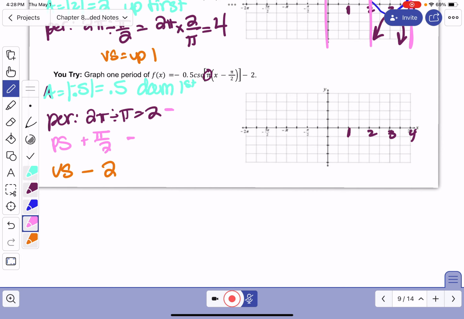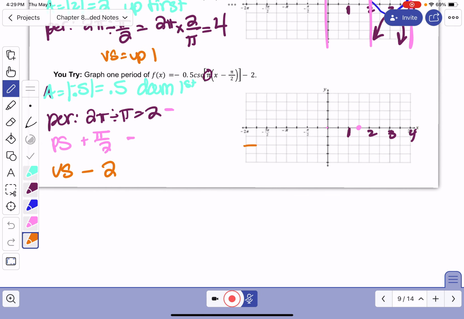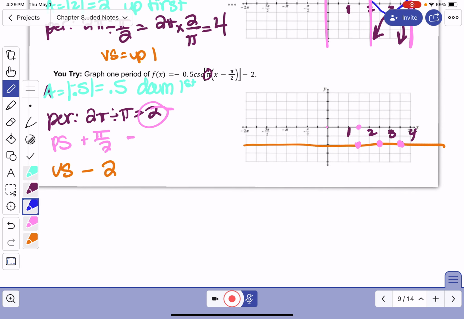But if our phase shift is about 1.5, instead of at 0, we're going to go to 1.5. And then our vertical shift was down 2. So we're going to take that point and put it here. We know our period is 2. So from there, we would go 1, 2. So that's the end of our period. That's the middle of our period. And we're going down first, and we're going down a half. So in between those two pink dots, we go down and up. So that's our sine curve.